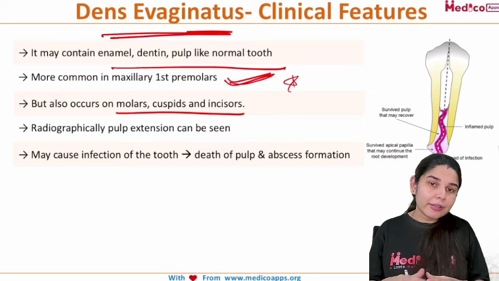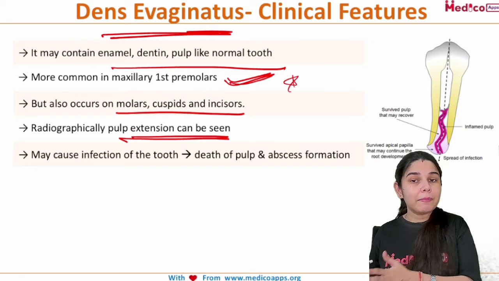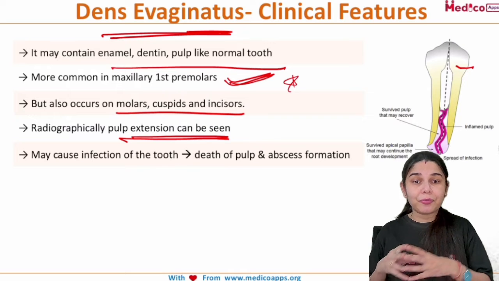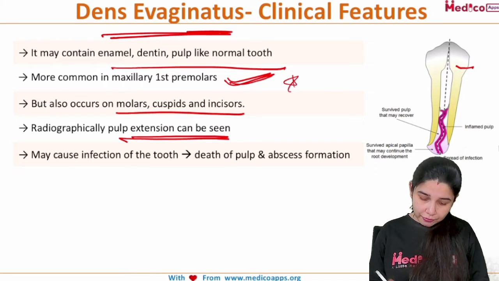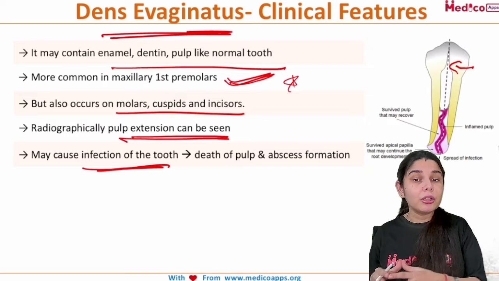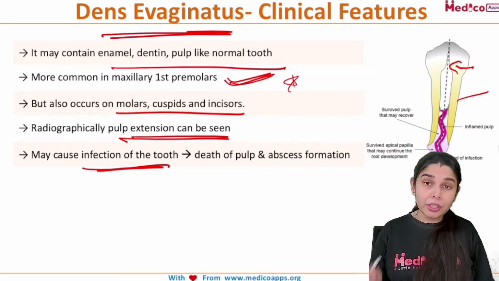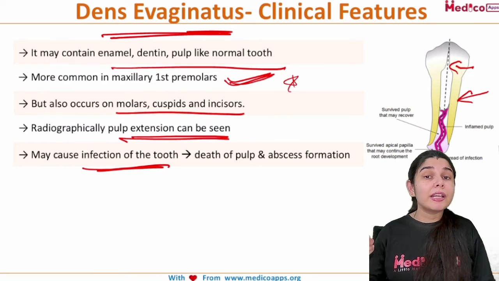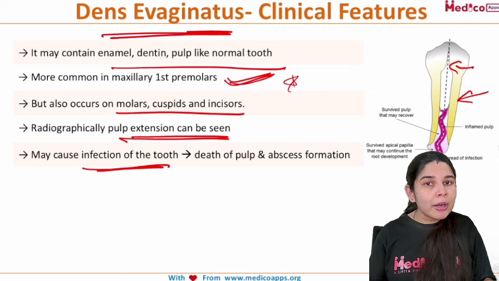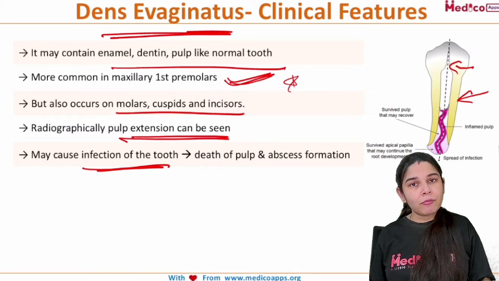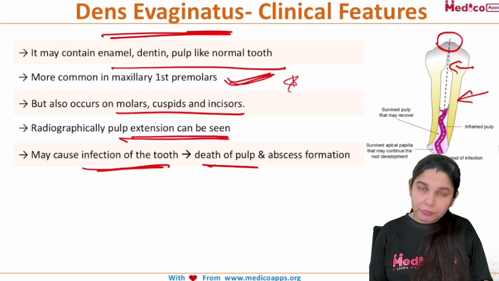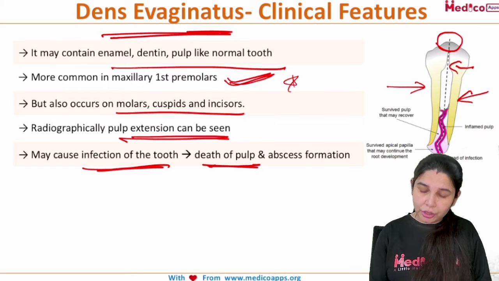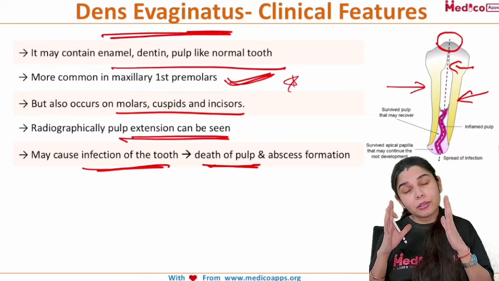Now, radiographically, this can even extend and involve the pulp tissue. And lastly, it may cause infection of the tooth. Now, how does infection of the tooth occur? If the pulp is involved, there are chances that this tubercle gets infected, if there is dental caries or any trauma to that tooth. Definitely the pulp will be involved, and in that case there can be death of the pulp, and later on abscess formation in this particular tooth where this tubercle is seen on the enamel surface.